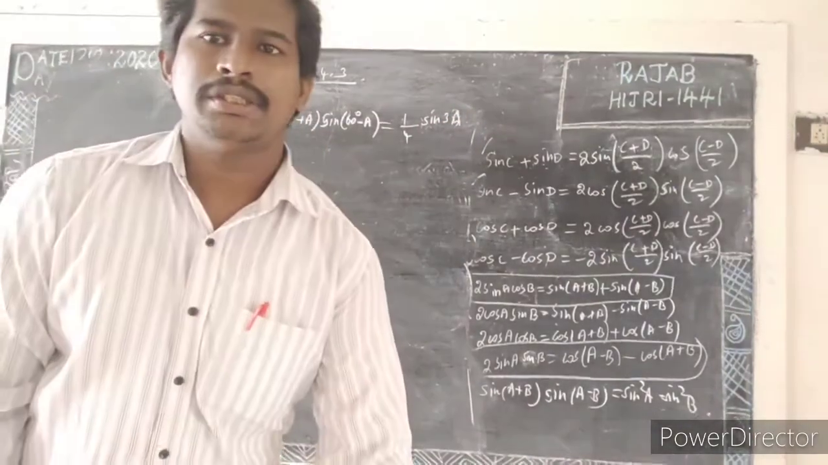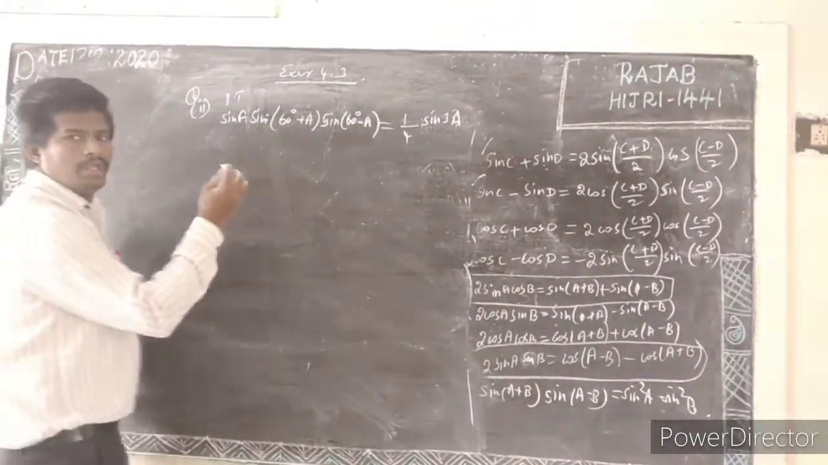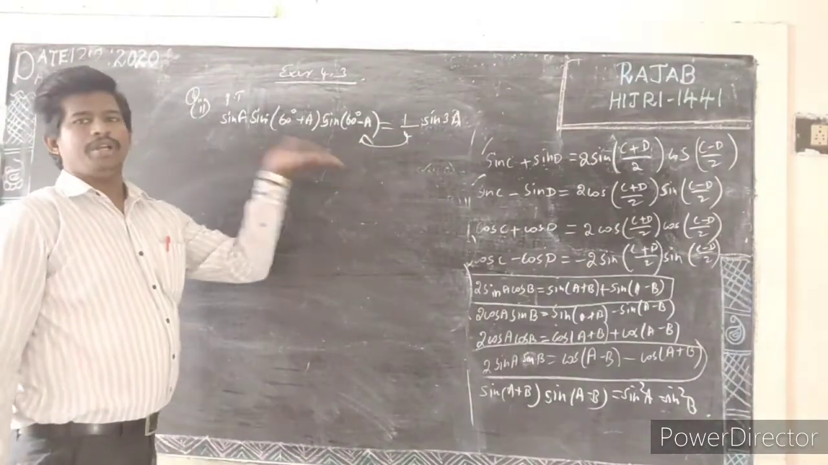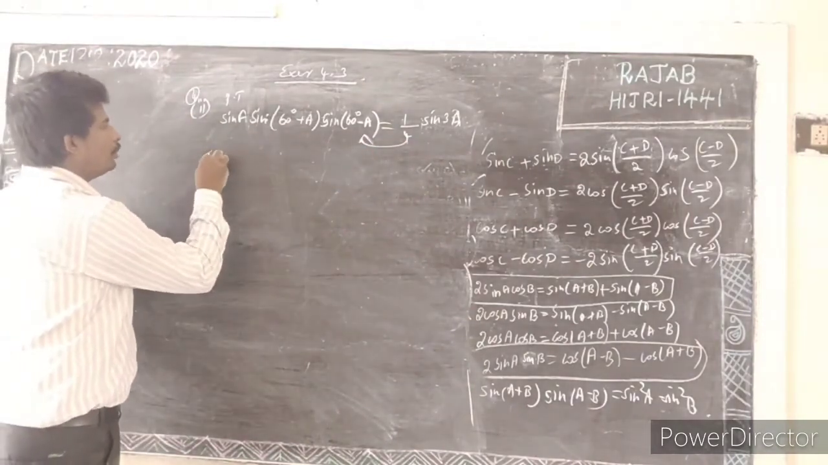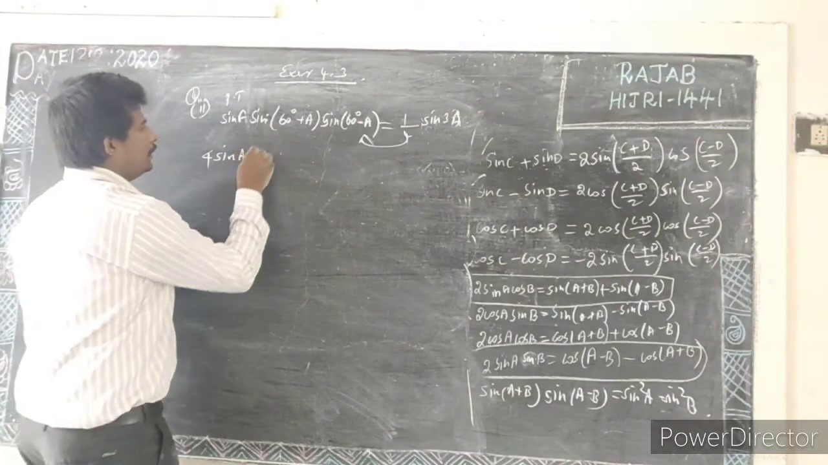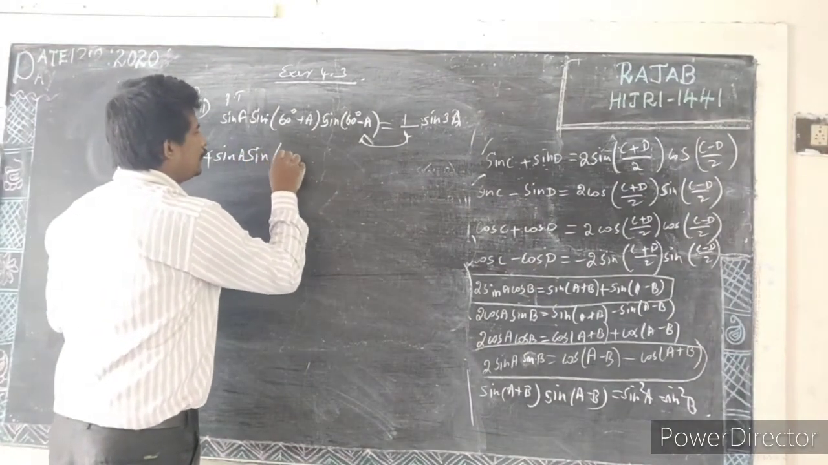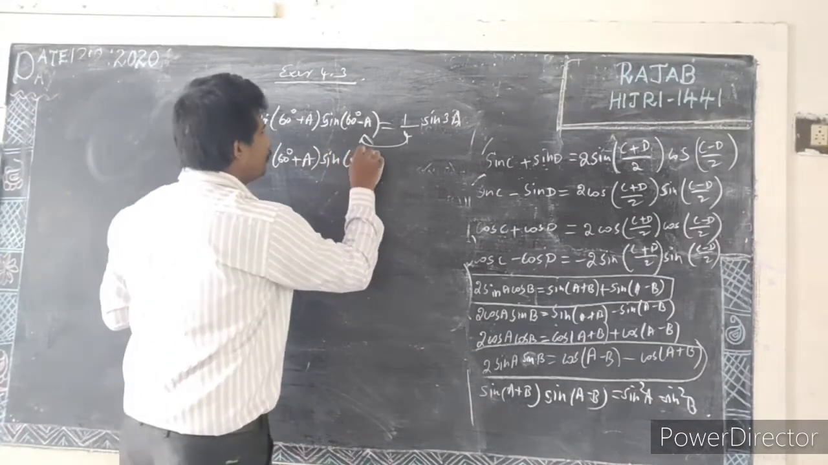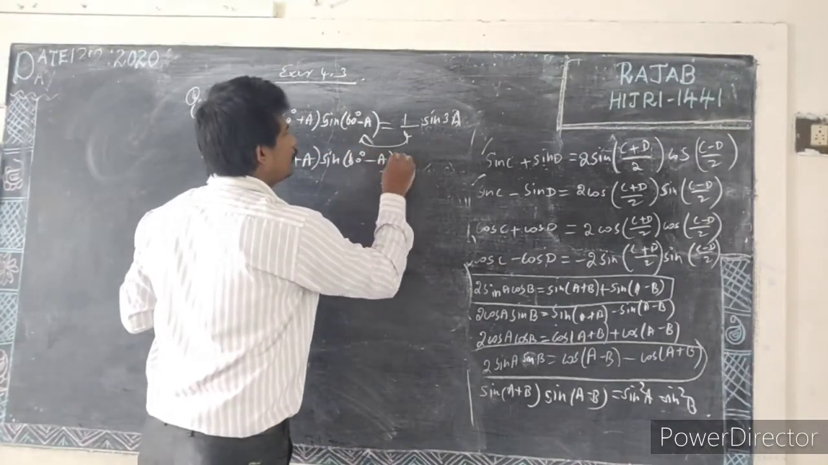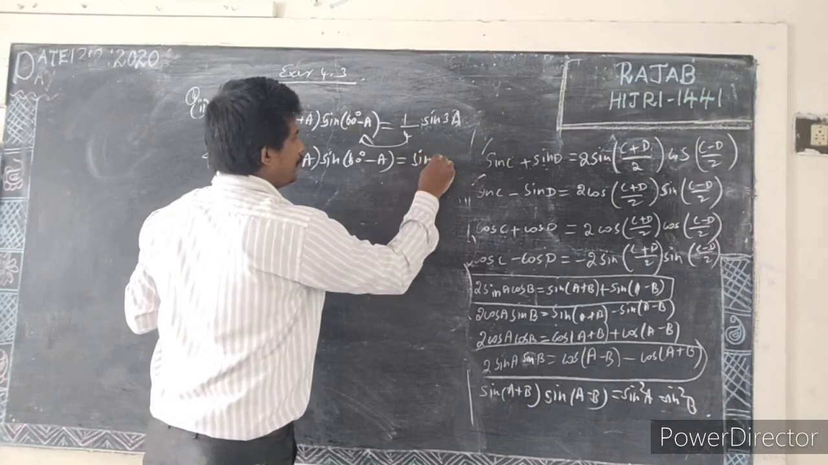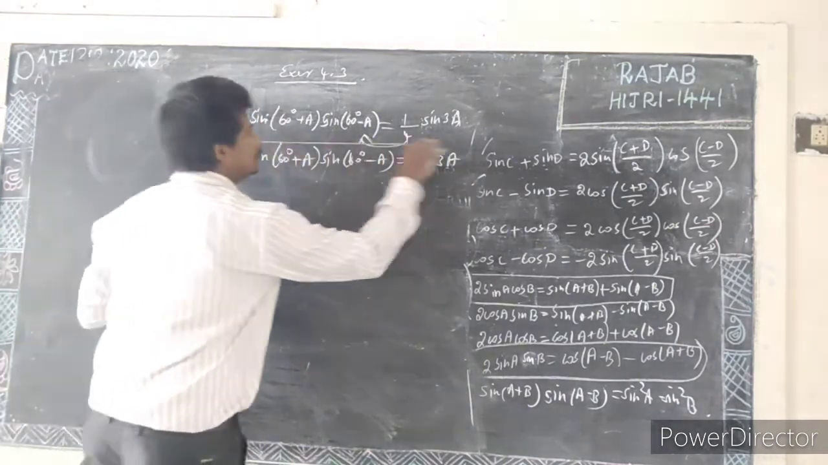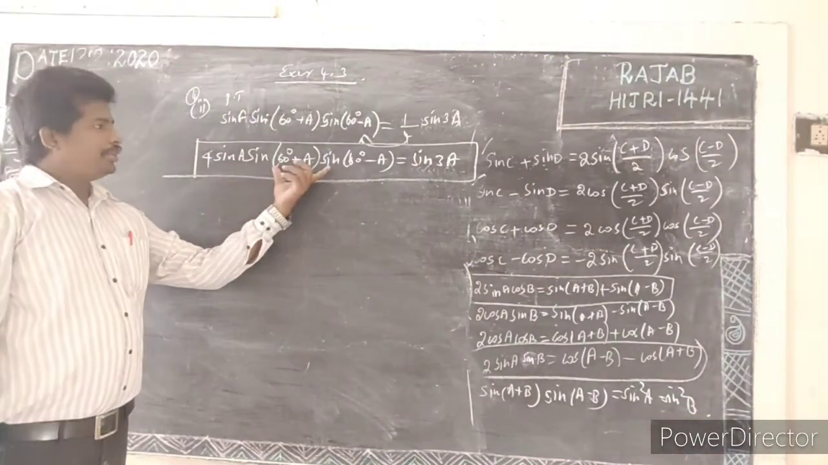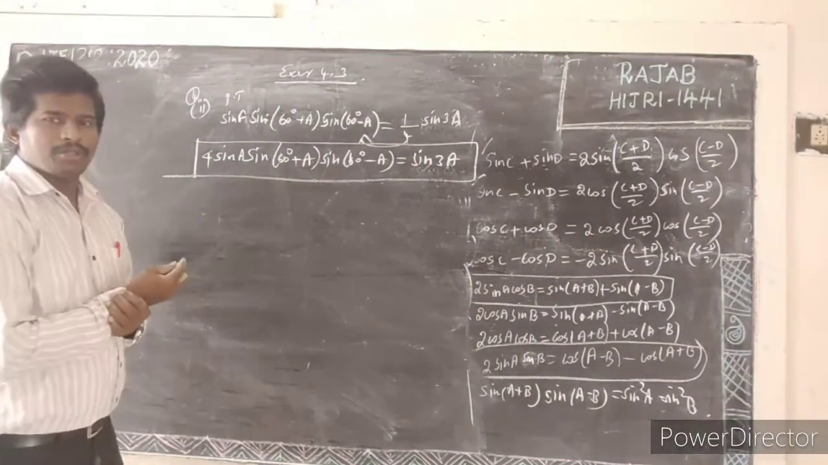Okay, we are going to prove LHS equal to RHS. Before that, I am going to do a small change. I am going to bring this 4 into the left side. So what will happen? 4 sin A sin of (60 degree plus A) into sin of (60 degree minus A) equal to sin 3A. Now we are going to prove this. From this I am going to take the LHS alone, and from the LHS I am going to derive the RHS.